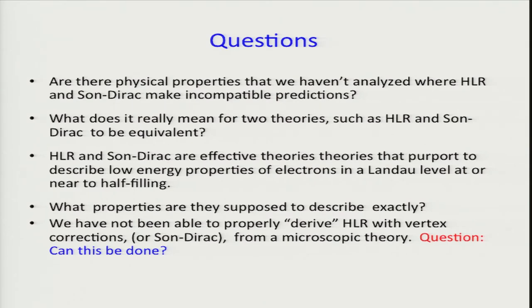The other thing is that we'd like to somehow derive the HLR theory with vertex corrections, or for that matter, derive Chern-Dirac, starting from a microscopic theory. Exactly what we mean by derive is hard to say; it's hard to find some small parameter where you can do things systematically. And this has never been satisfactorily done. Obviously, we're not going to be able to do it rigorously for the exact theory. So those are the open questions that I would leave you with.